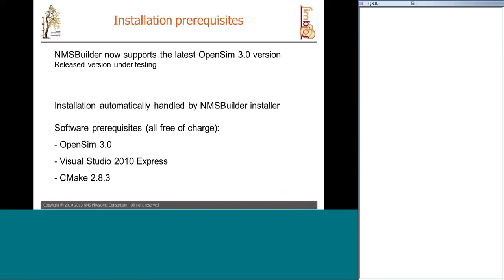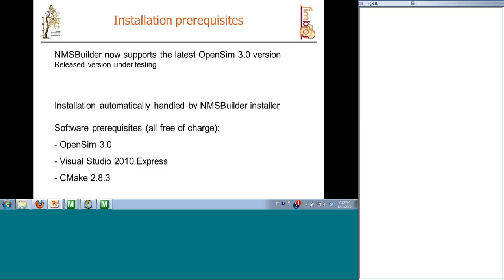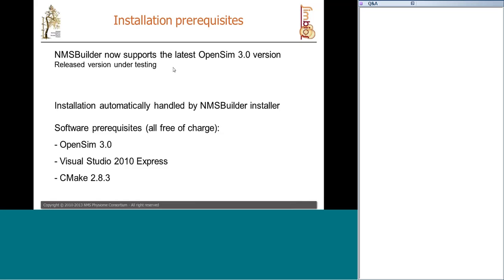When you go and install the software, everything is automatically handled by the installer. And you have to know that, of course, some prerequisites are needed for this version. First of all, obviously, you need to have installed on your computer the 3.0 version of OpenSim, but you also need to have installed Visual Studio Express and CMake, which allow you to compile the OpenSim model.